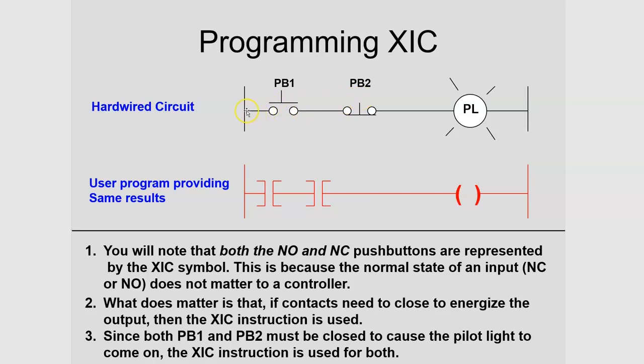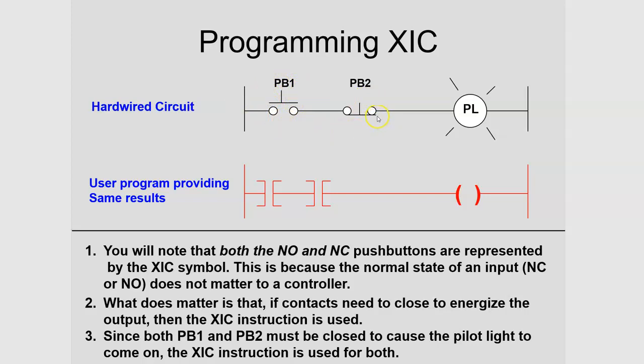Remember, current or power always flows from left to right. So we can think of current flowing through PB1 because it's pushed down, then through PB2. That'll light up this pilot light. If I release this, then the pilot light goes off. This is a simple AND circuit. This is always true unless I push it, and this will determine whether the light turns off and on. Since this is always true, this is the only one that I make true or false by pushing it.